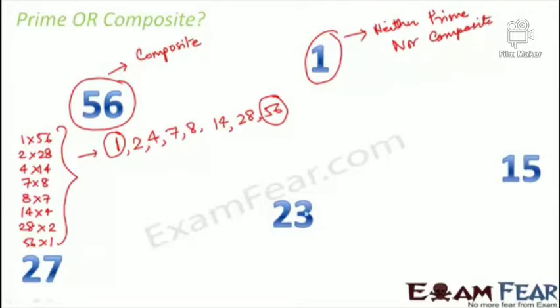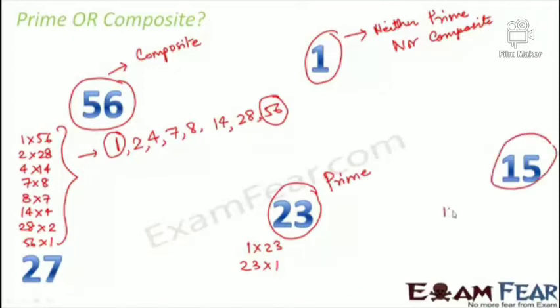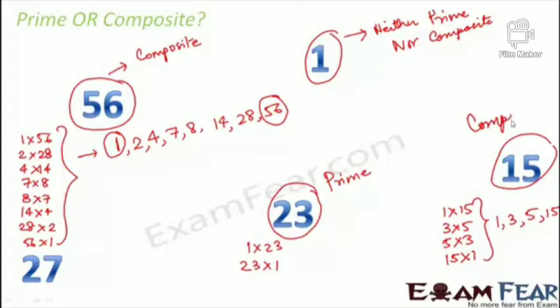Let's consider 23. So what are the different ways you can write 23? 1 into 23 and 23 into 1. It is not divisible by any other number like 2, 3, 4, 5, 6, 7 and so on. So therefore 23 is a prime number. Think of 15. So 15 can be written as 1 into 15. It can also be written as 3 into 5, 5 into 3, 15 into 1. So basically it has more than 2 factors like 1, 3, 5, 15. Therefore this is a composite number.